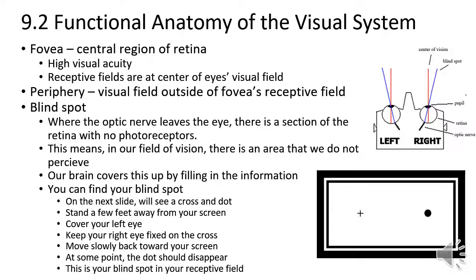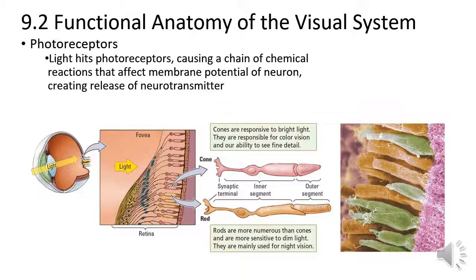But if you want proof of your blind spot, on the next slide you're going to see a cross and a dot, like this image to the right. Stand a couple feet away from your screen and cover your left eye, and then keep your right eye fixed on that cross. Move slowly back toward your screen, keeping your right eye fixed on that cross, and at some point notice in your periphery that that dot should disappear. And when that dot disappears, this is picking up on the blind spot in your receptive field. Okay, so if you'd like to do this, go ahead and pause the video and check out your blind spot. But I'm going to move on right now.